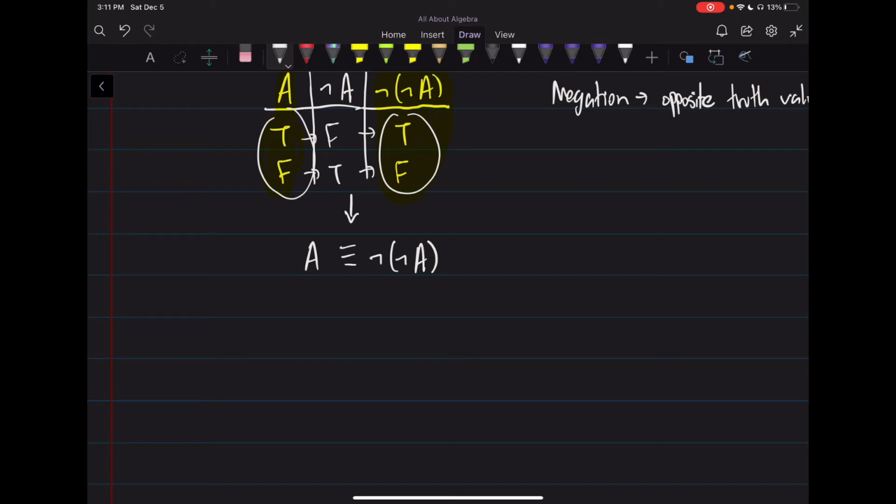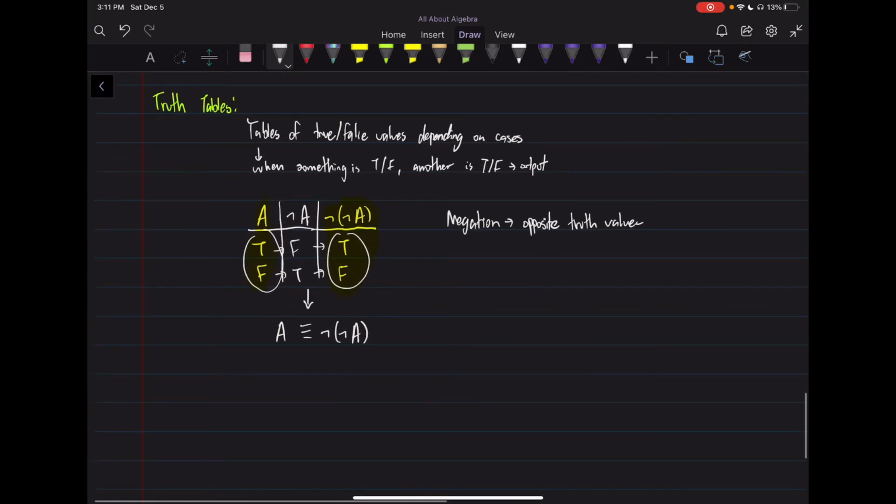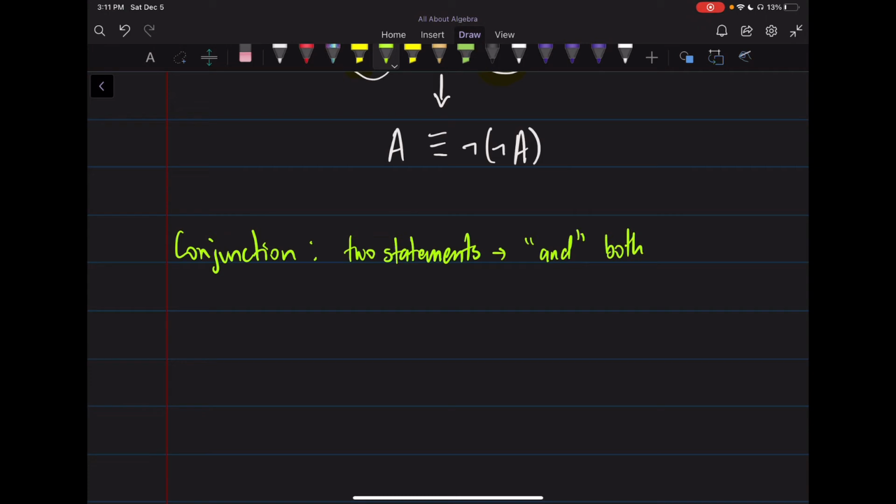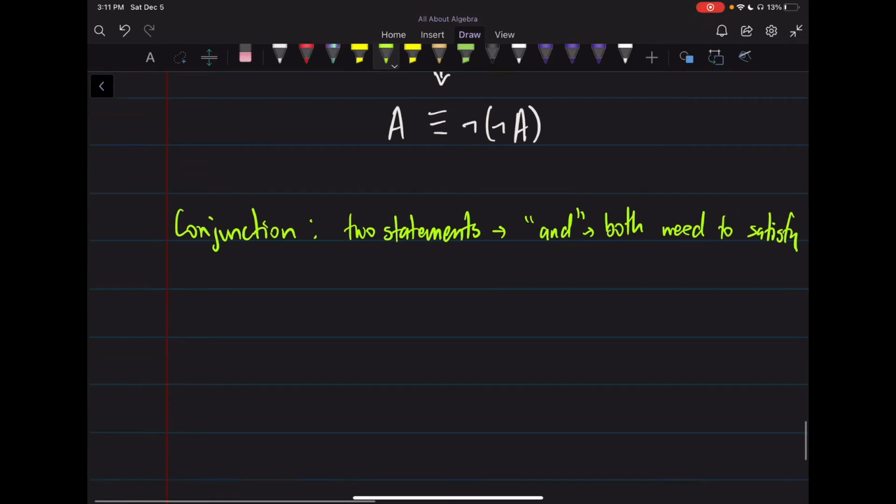Now, how could we use this in other situations? For example, if we have a compound statement. Well, what would a compound statement be? Well, there's two things called conjunction and disjunction. Conjunction means two statements, and they're going to be separated by an and, which means both need to be satisfied.